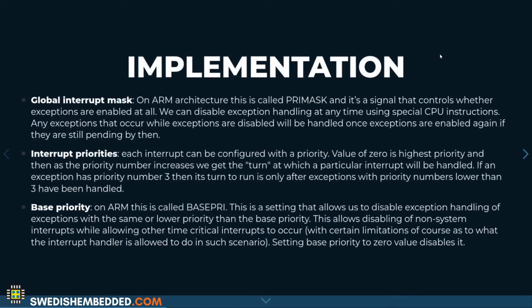All right, let's move into the implementation section. In this section, I'm actually going to show you C code that implements a Spinlock. But before we do that, let's look at some of the key concepts that we use when we implement a Spinlock. So number one is we have a global interrupt mask. On ARM architecture, this is called a PRIMASK. And this allows us to basically disable maskable interrupts.